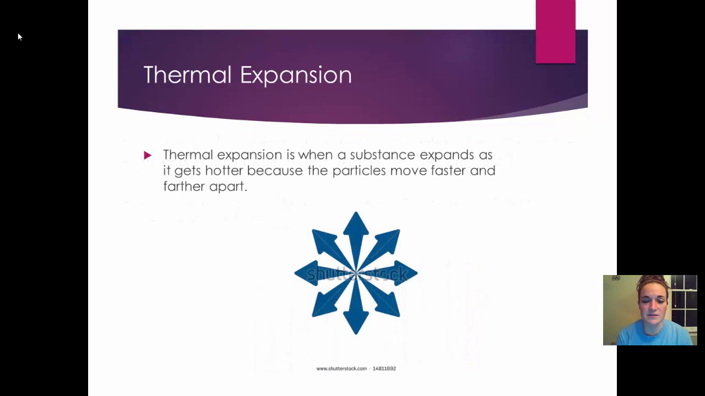Next thing we want to talk about is thermal expansion, and I'm sure all of you have experienced this. So thermal expansion is when a substance expands as it gets hotter because the particles move faster and farther apart. So as things get hotter, they start to expand, all of them are moving faster, and that means they're going to get farther and farther apart. One example of this would be in the summer, if you have a wooden door, it gets really hard to open and close that door. Those particles in the wood are starting to expand, they get bigger, and then it makes it hard to close the door.